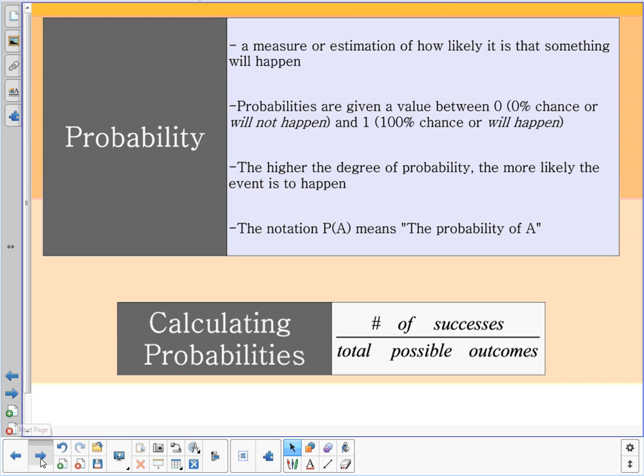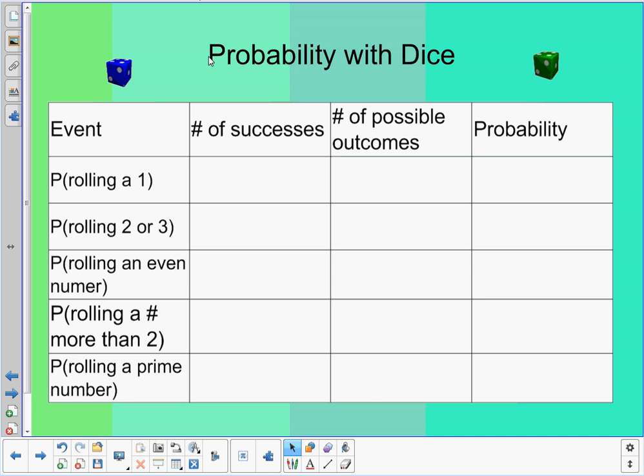For example, rolling a die. Okay, if we roll a die, what are our chances of getting a 1? Well, number of successes, there's one success, because there's only one 1 on a die. Number of total outcomes is 6, so that's a 1 out of 6 probability, or approximately 0.16 repeating.